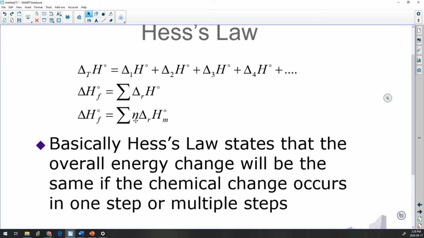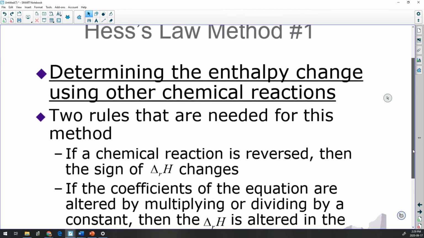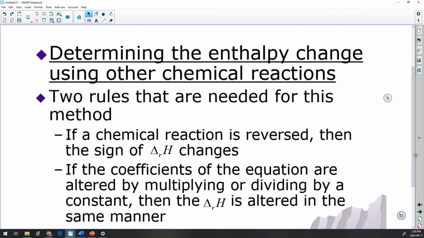We're going to use this on our next step. So the overall energy change will be the same if it occurs in one step or multiple steps. That's all it says. Now, method number one for Hess's law is when you have access to certain chemical reactions. Okay? So, think about what we do to a chemical reaction.